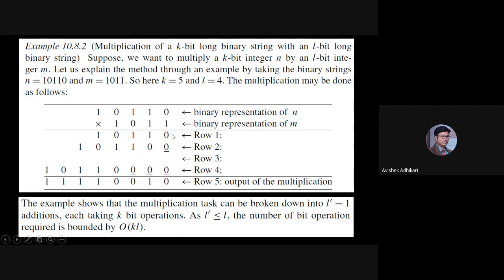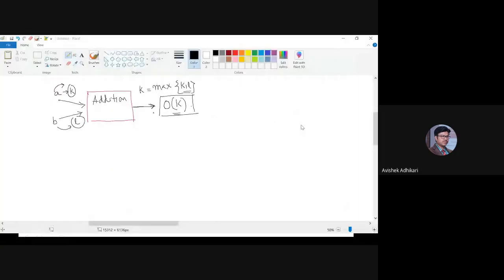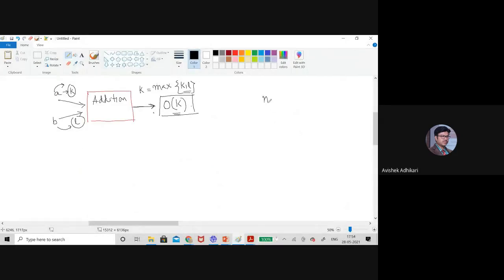So addition can also be done two operands at a time, and so on. So ultimately we'll get this. Now, suppose this is of length k bits and this is of length l bits. Suppose N is of length k and M is of length l. So how many bits will be required? Approximately for multiplication, how many operations do you need to calculate?